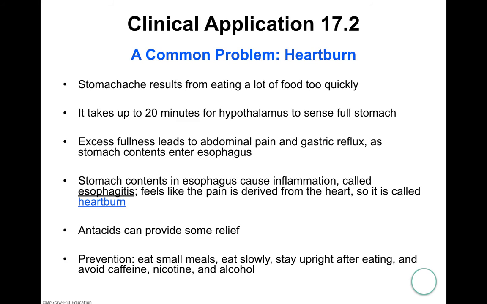The best way to prevent it is to eat small meals slowly, stay upright after eating, and avoid things that can affect the regulation, like caffeine, nicotine, and alcohol. Okay, that takes care of the stomach.